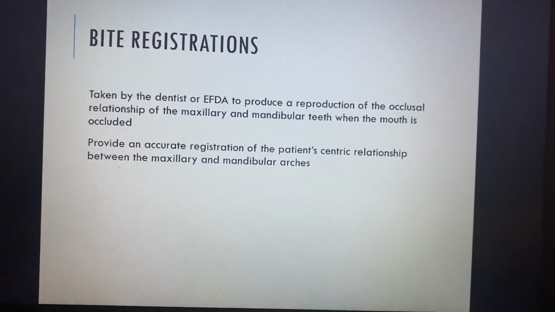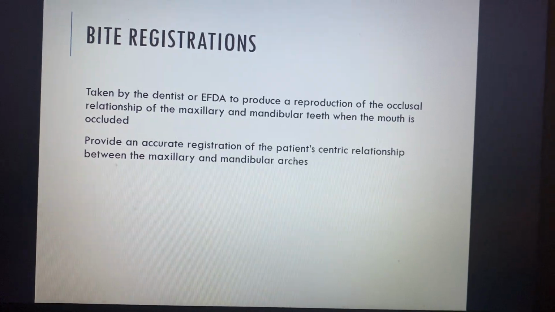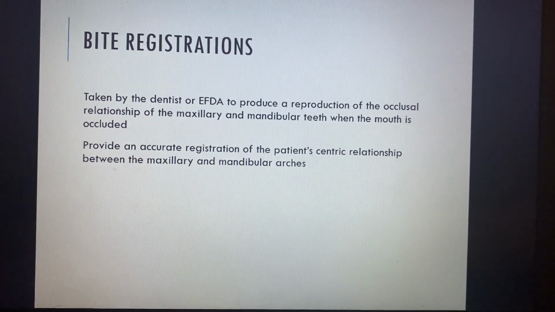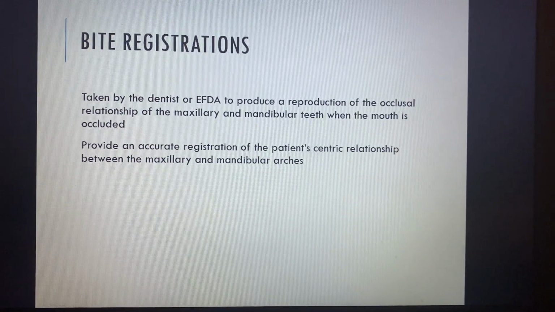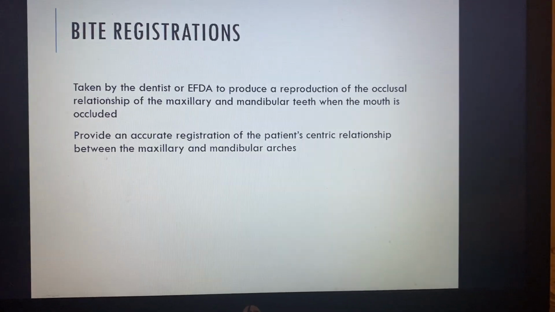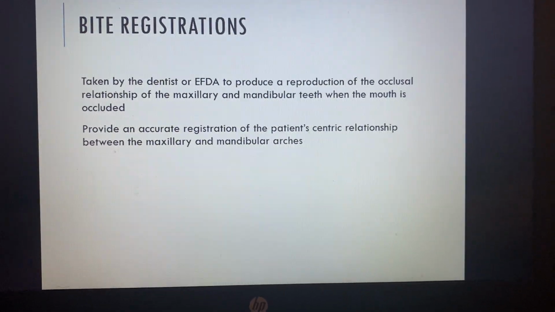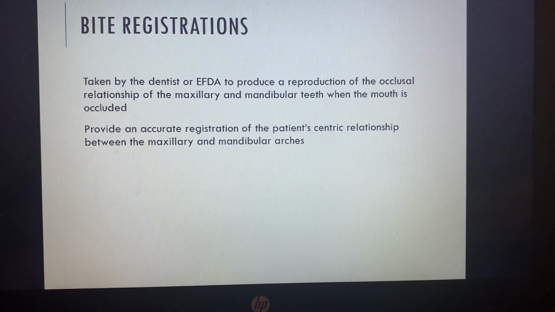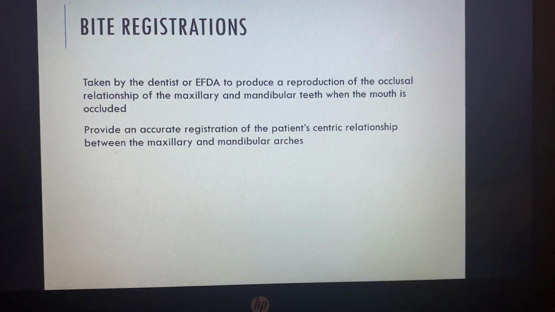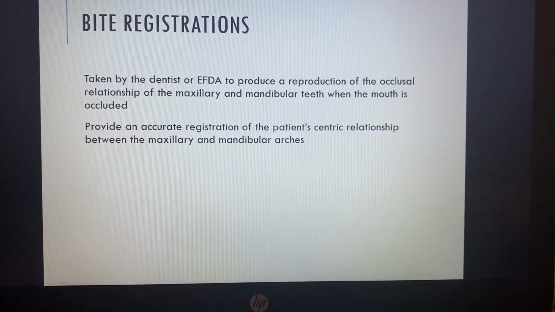Bite registration. Again, this is the occlusal registration. It just takes an impression of the relationship between the upper and lower teeth. It just shows them how you bite or how you occlude. This also helps when they're creating the crown. This is also taken by either the dentist or the expanded functions dental assistant, which is you. Most likely you'll also be taking this impression.